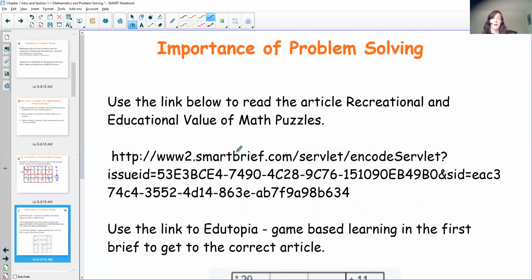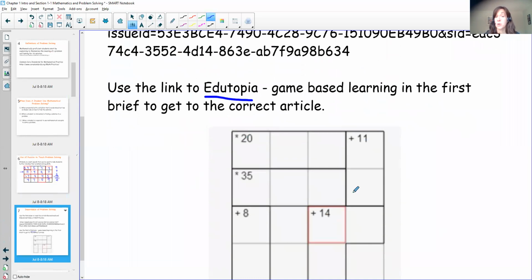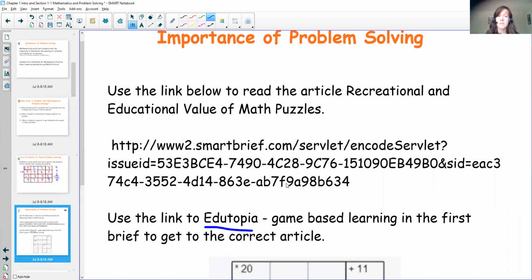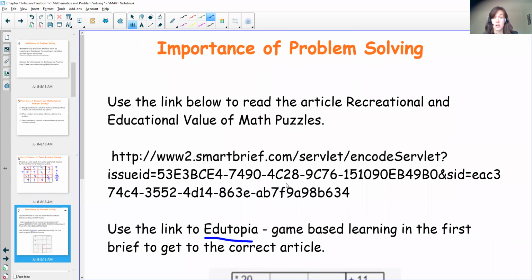So there are more puzzles like these. You can read this article in SmartBrief about it, and inside of this article there's a link to Edutopia, and it gives you a link to Ouidoku puzzles like this. It's worth taking a look at, and it talks more about the value of problem solving.